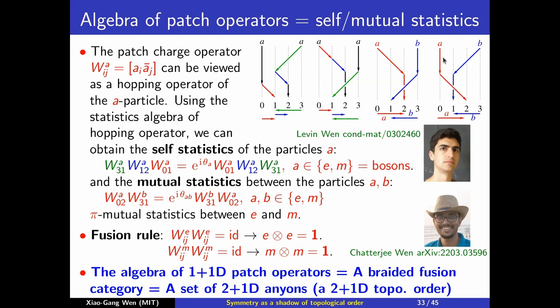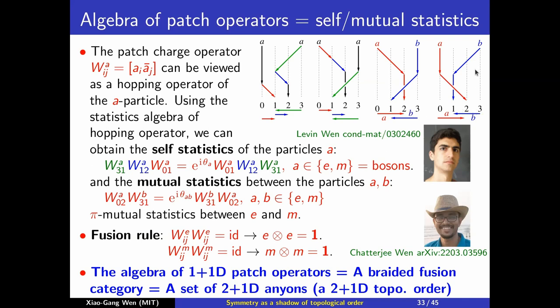Then we can have a space-time picture of this operator. If you apply the A string operator first, A is like hopping from 0 to 2. The one anyon hops from 0 to 2. We treat the string operator as a hopping operator of the anyon. So A hops from site 0 to site 2. Then we apply the B operator. Now B hops from site 3 to site 1. So this becomes the space-time interpretation of this operator product.